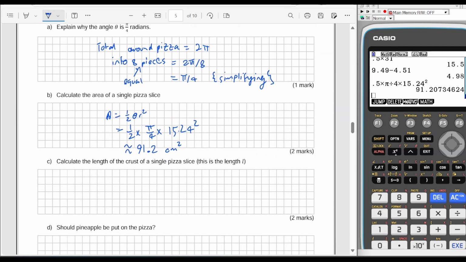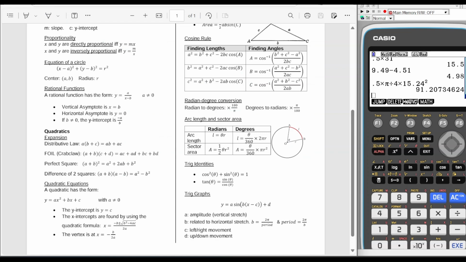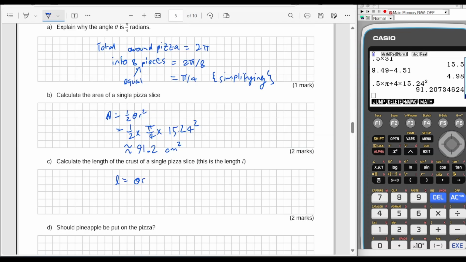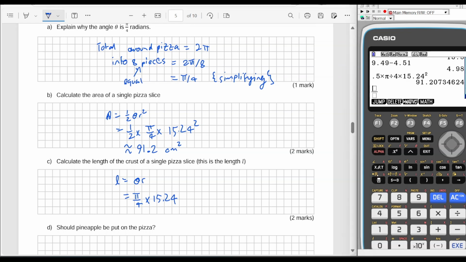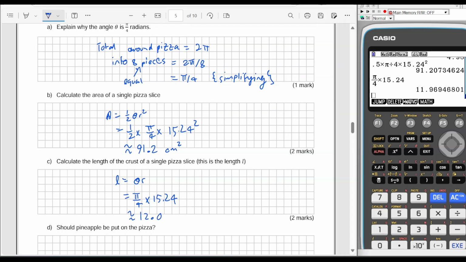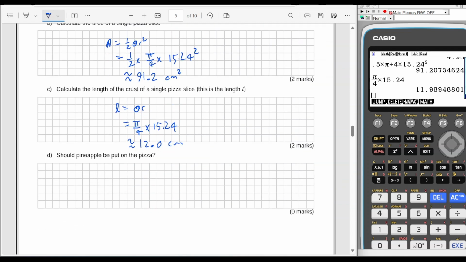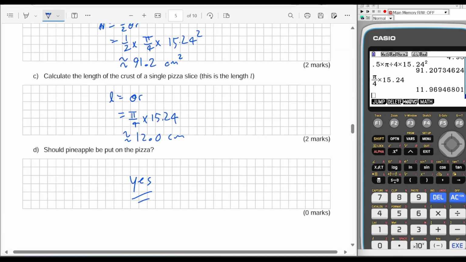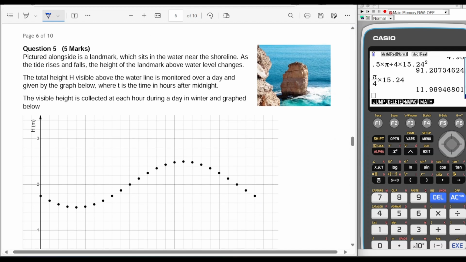Calculate the length of crust, so length is theta r, so that was those same formulas there, theta r. So that's going to be pi over 4 times 15.24. So we can work that out. Pi on the top or on the bottom times 15.24. So that is about 11.9 or about 12.0 centimeters. Should pineapple be put on the pizza? Yes, it absolutely should.